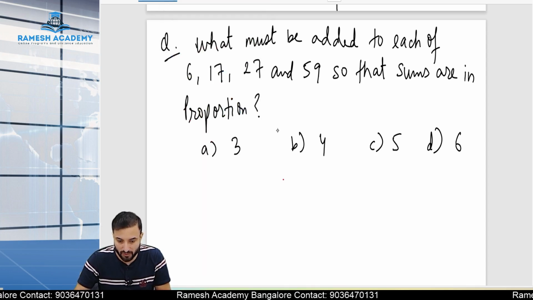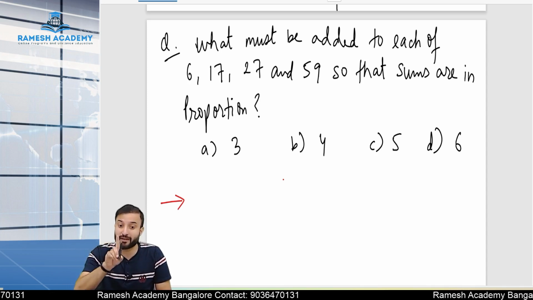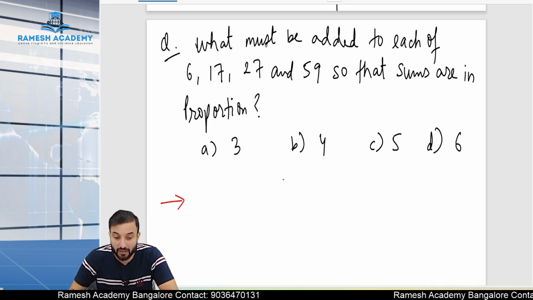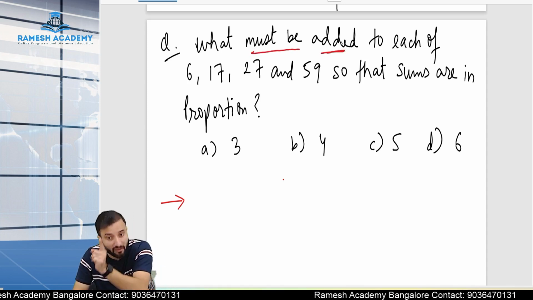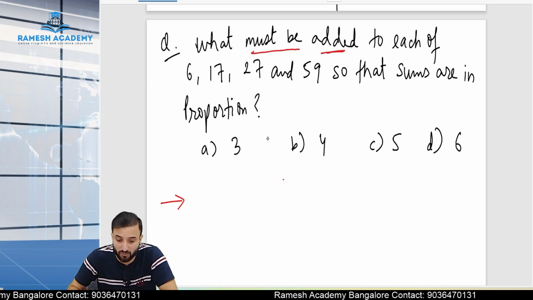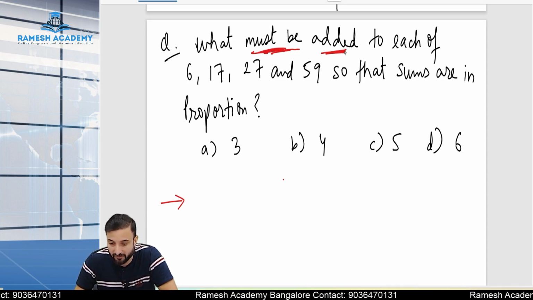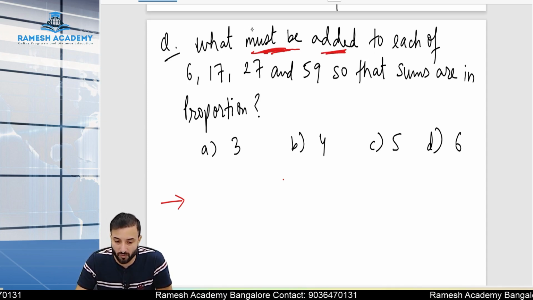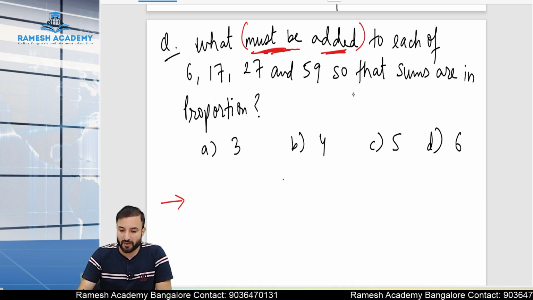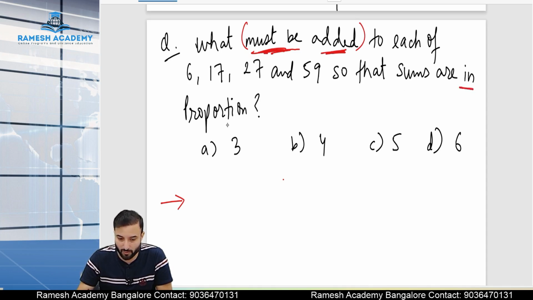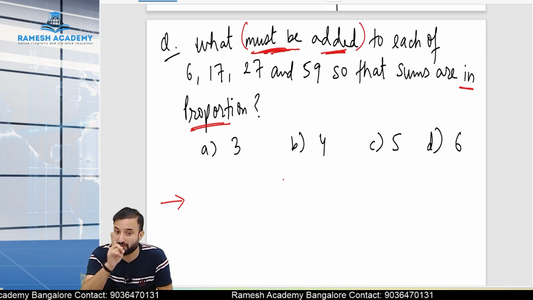Okay, so first of all guys, how will we know that this is a properties of proportion question, and that we have to apply the trial and error method? First thing, very important: if the question says what must be added or what must be subtracted, and the last part is so the sums are in proportion, then we have to use the properties of proportion.